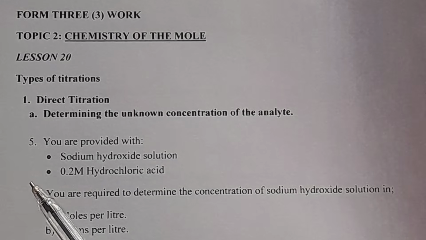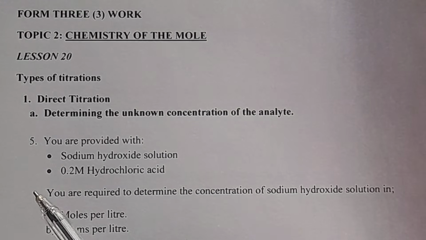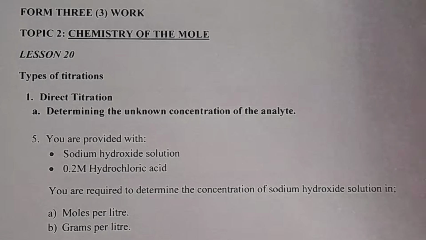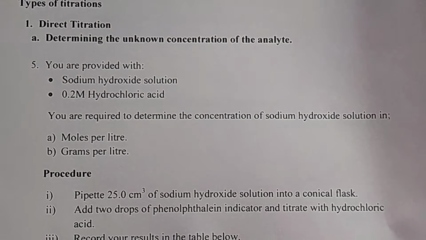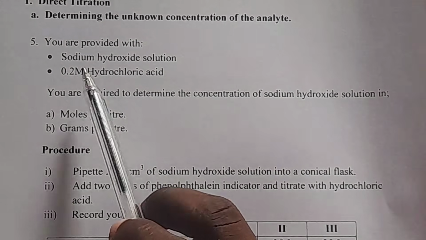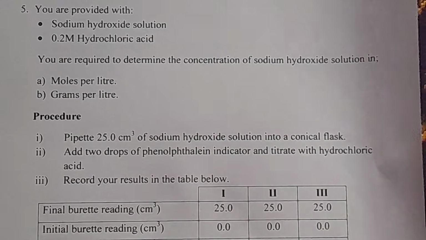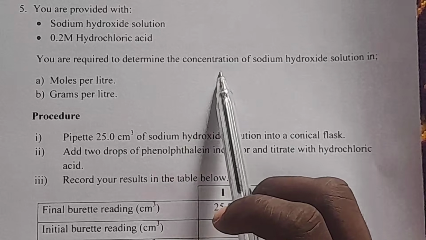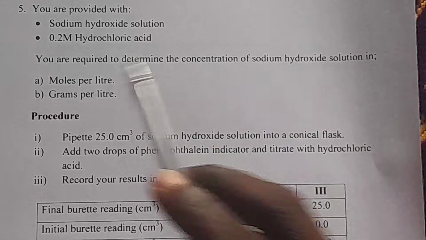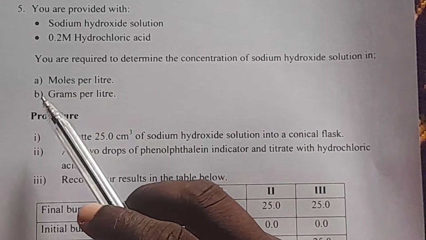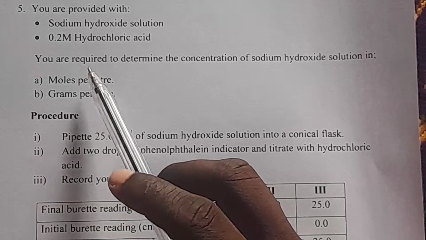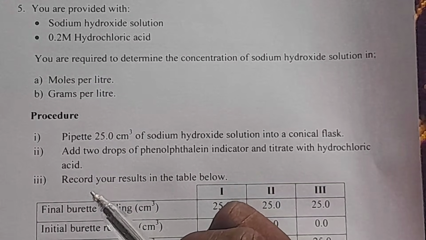So the question that we are going to do is in the format of the KCSE Chemistry Laboratory Practical, the titration side. You are provided with sodium hydroxide solution and 0.2 molar hydrochloric acid. The aim of the practical is that you are required to determine the concentration of sodium hydroxide solution in (a) moles per liter, but also (b) grams per liter.